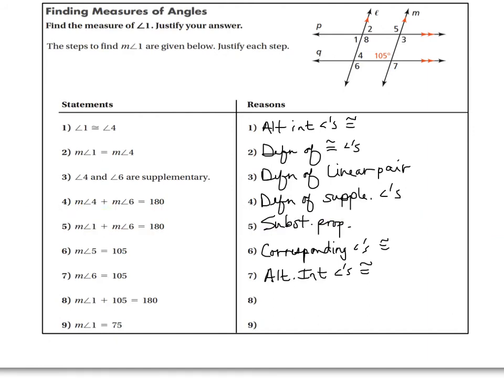Now, step 8. The measure of angle 1 plus 105 equals 180. And now you're going back to your previous steps, because you'll notice up here where things were equal to 180. Well, you'll notice here we said in step 7 that angle 6 is 105. So from step 5 to step 8, we replace the 6 with the 105. This is the substitution property.